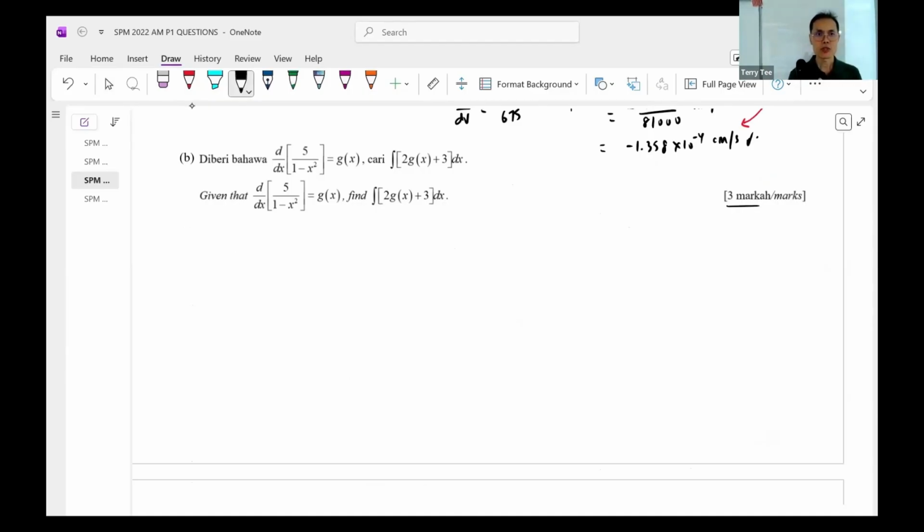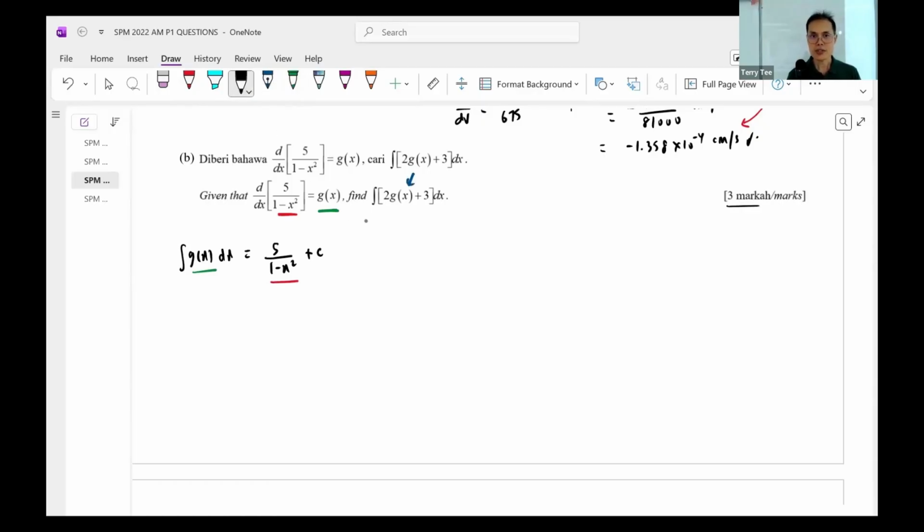Now, the idea is this. If I ask you to differentiate the red function, you will get the green function. The green function is g(x). Differentiation and integration are opposite of each other. So when I integrate g(x), which is the green one, you get back your f(x), which is the red one, plus c. But I want to use this result to find this.